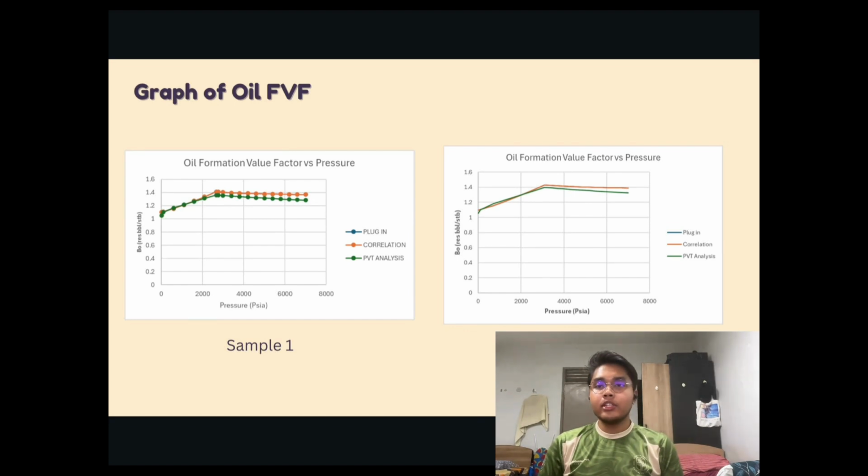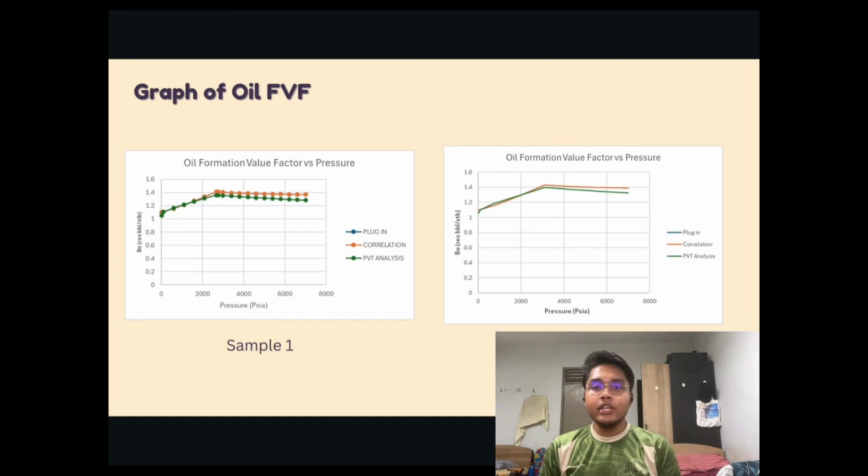Previously I described how the data from below and above bubble point are recorded using CCE and DL tests. And now I want to explain the result by combining these two data sets, which results in a graph of Bo and Rs. So firstly, I will discuss the Bo first. In sample number 1, we use all three methods, which are PVT analysis, correlation, and plug-in methods, and we can see that they follow a similar general trend.